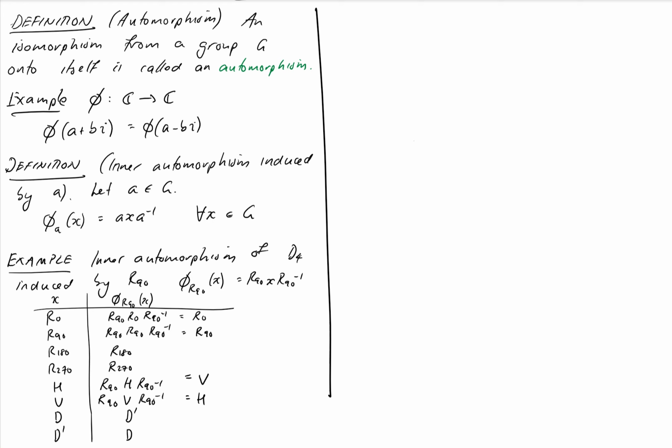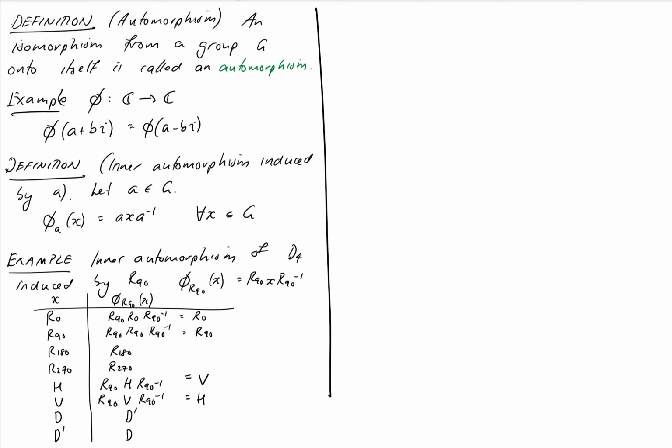Okay, so that is what the inner automorphism of D4 induced by R90 looks like as applied to each of the 8 elements of D4. And we could make one of these inner automorphisms for each element of our group, and they'll all be slightly different.